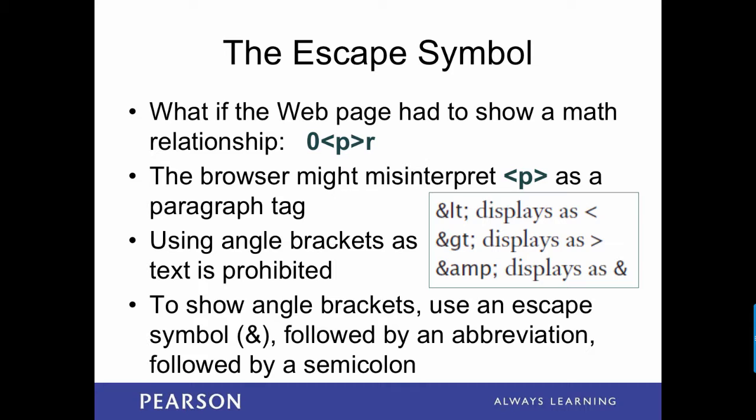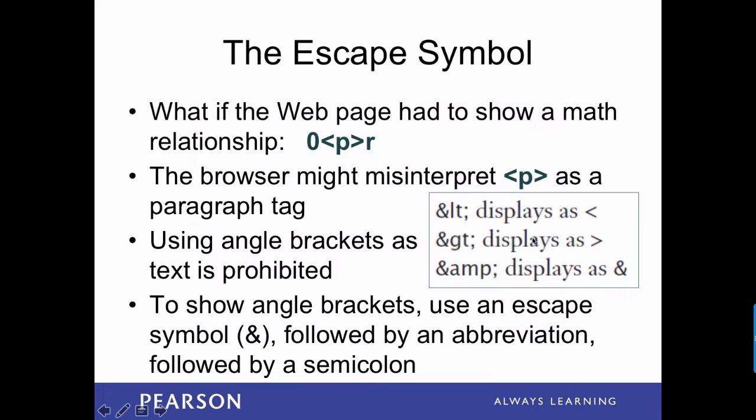In class on Tuesday, I gave you the example in the first bullet point, where you pretend you had a mathematical expression that says 0 is less than p is greater than r. If you tried to code that in your HTML editor, it just wouldn't appear that way. So HTML provides the ability to replace certain symbols with what's called an HTML entity. On the right, ampersand LT semicolon displays the less than symbol, and ampersand GT semicolon displays the greater than symbol.